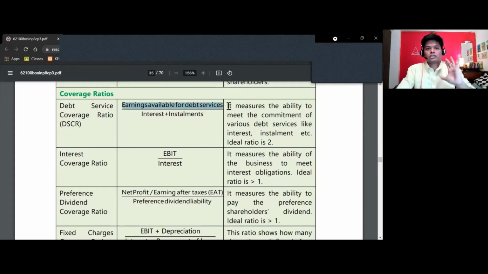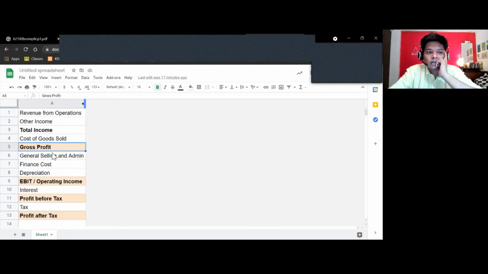Let me take you over here. This is basically the format of the profit and loss account. Revenue from operations, other income, total income. From total income you reduce the cost of goods sold, which gives you gross profit. Then you take out general selling and administrative expenses, finance cost, and depreciation. That will give you EBIT, then interest, and profit before tax, and tax, and profit after tax.